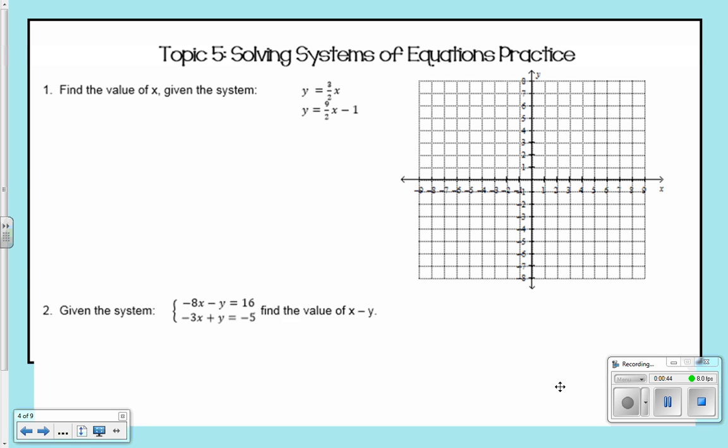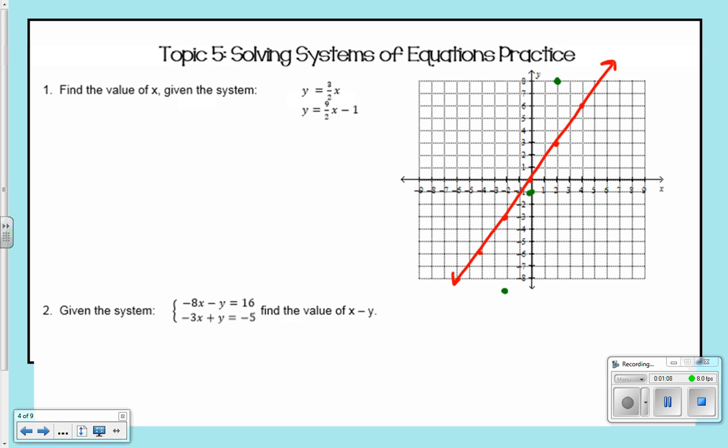So the first equation is y equals 3 halves x. That means it has a y-intercept at 0, and then I'm going to go up 3 over 2. Up 3 over 2. Go ahead and graph this. Okay, and graph the other one. 9 halves x minus 1. So here's minus 1. I'm going to go up 9 over 2. And then down, oh, I can't go down 9, but I'll just pretend, over 2.